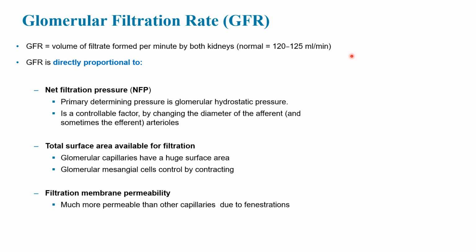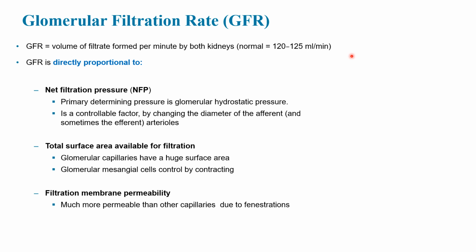Glomerular filtration rate is directly proportional to net filtration pressure, total surface area available for filtration, and the filtration membrane permeability. So if any of these increase or decrease, the GFR will increase or decrease.